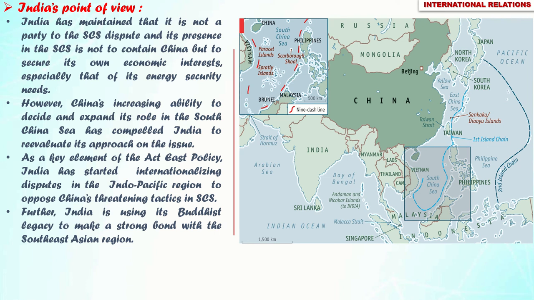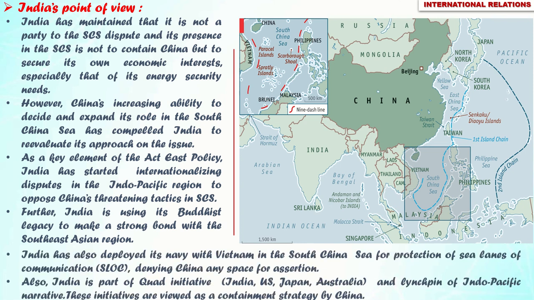And as a key element of its activist policy, India has started internationalizing disputes in the Indo-Pacific region to oppose China's threatening tactics in the South China Sea. Further, India is also using its Buddhist legacy to make a strong bond with the Southeast Asian region, which is a second plan. Whatever it may be, India has very good relations with the ASEAN group. With the help of this group, we may counter China.